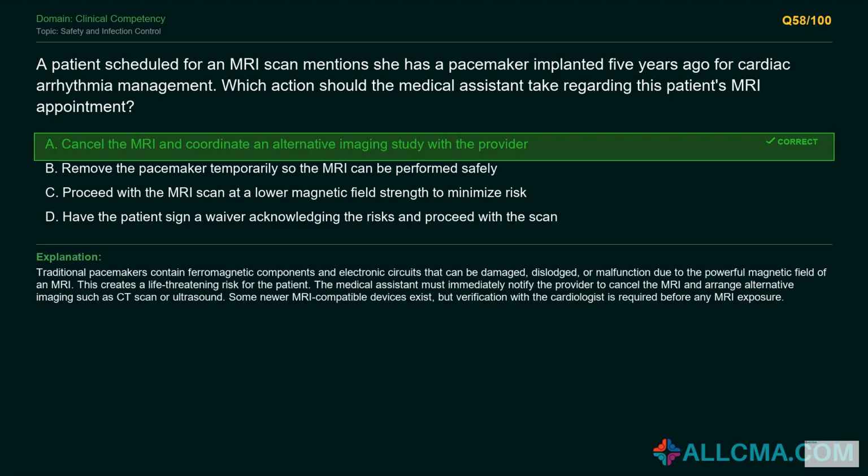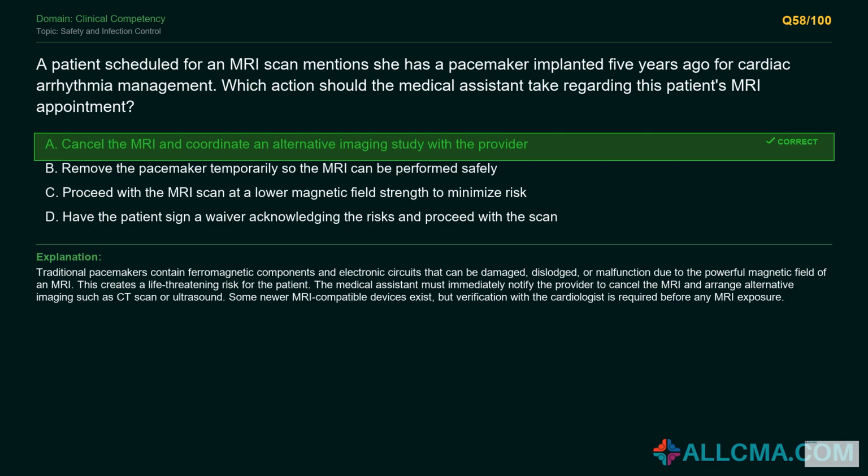The correct answer is A. Traditional pacemakers contain ferromagnetic components and electronic circuits that can be damaged, dislodged, or malfunction due to the powerful magnetic field of an MRI. This creates a life-threatening risk for the patient. The medical assistant must immediately notify the provider to cancel the MRI and arrange alternative imaging, such as CT scan or ultrasound. Some newer MRI-compatible devices exist, but verification with the cardiologist is required before any MRI exposure.